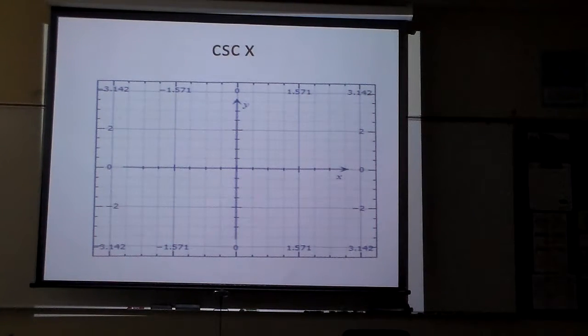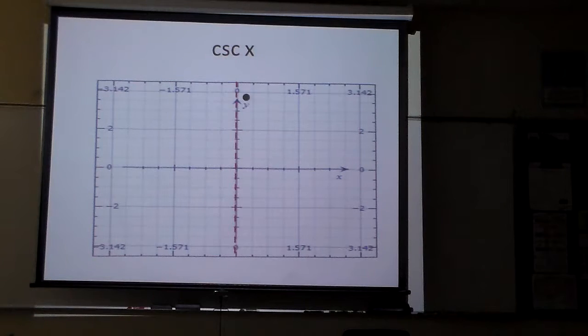Okay, how to graph cosecant. Well, this one's going to be a little bit different. First off, let's think of this here. When x is 0, cosecant has 1 over 0, making it undefined, meaning I'm not going to have an answer right here, so it's undefined.